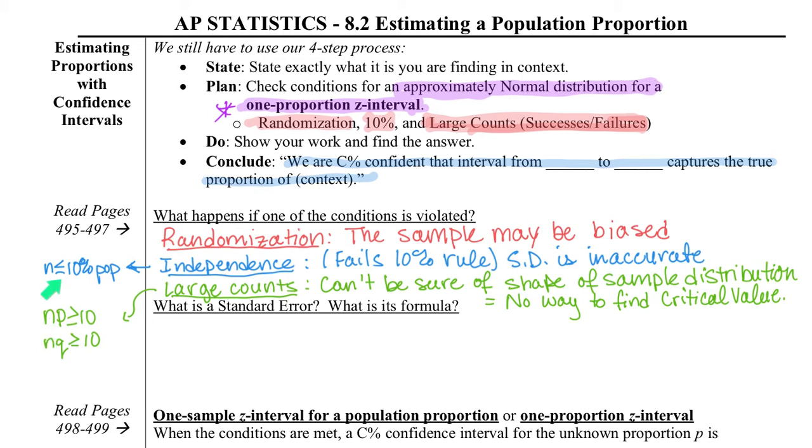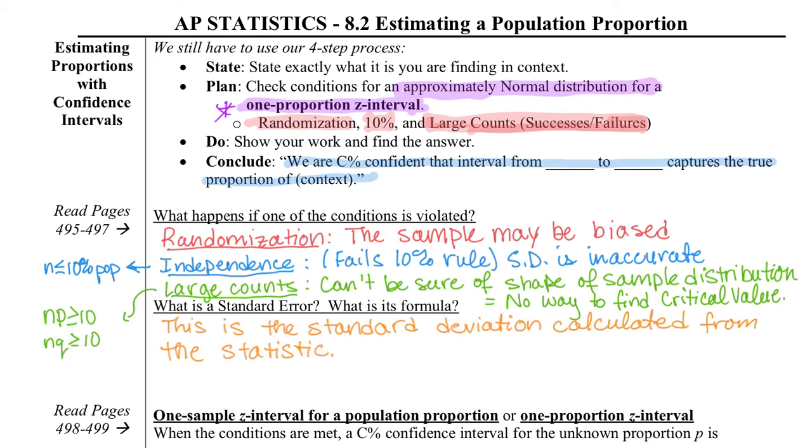And just as a reminder of what those are, I did put them out in the margin here. So independence means n is less than or equal to 10% of the population, and for large counts, n times p has to be greater than or equal to 10, and n times q has to be greater than or equal to 10.